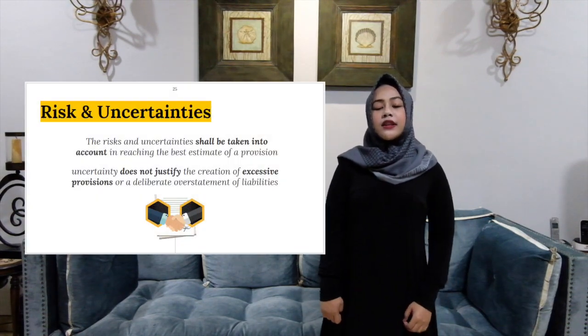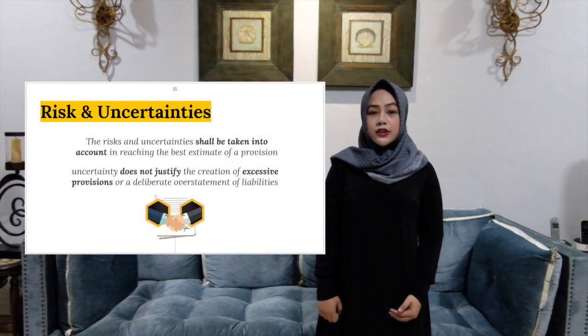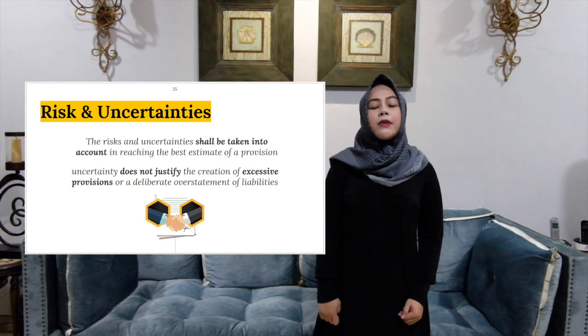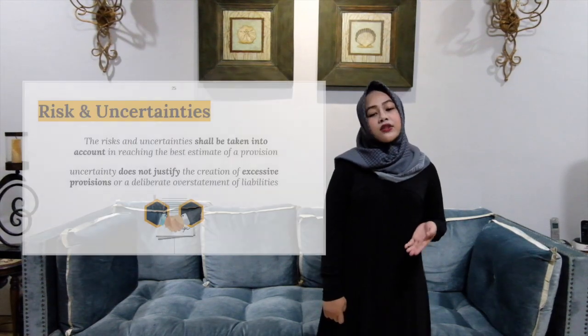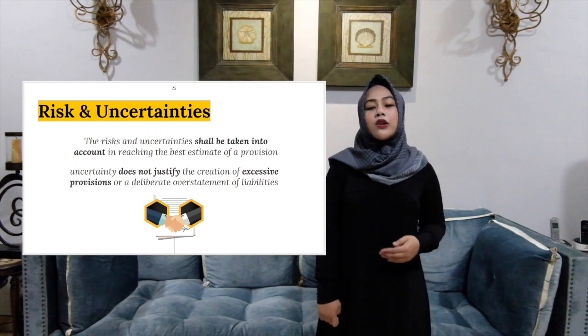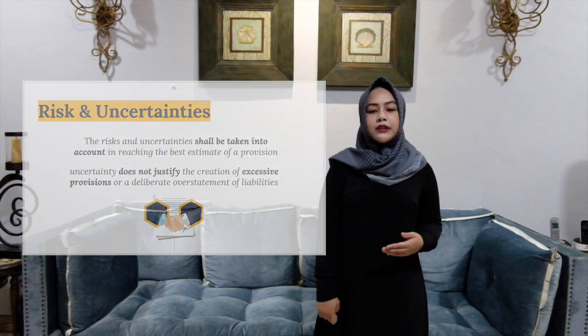The risks and uncertainties that surround many events and circumstances shall be taken into account in reaching the best estimate of a provision. Risk describes variability of outcomes. You should be careful in making judgments under conditions of uncertainty, so that income or assets are not overstated and expenses or liabilities are not understated. However, uncertainty does not justify the creation of excessive provisions or a deliberate overstatement of liabilities.